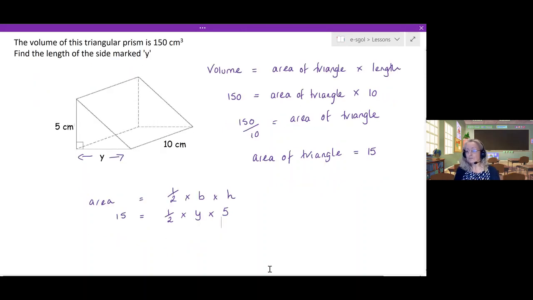So I've got 15 is equal to, and then I've got half of 5 is 2.5. So 15 is equal to 2.5 multiplied by y. I've just multiplied the half here by the 5 here, and a half of 5 is 2.5. Now to get the y on its own, I divide by 2.5. So I do 15 divided by 2.5 is equal to y. And 15 divided by 2.5 is 6. So that missing side there is going to be 6 centimetres.